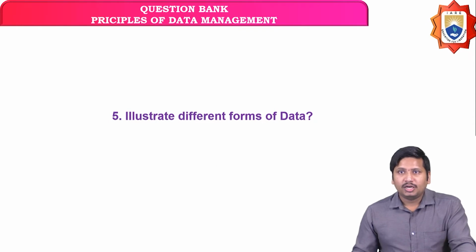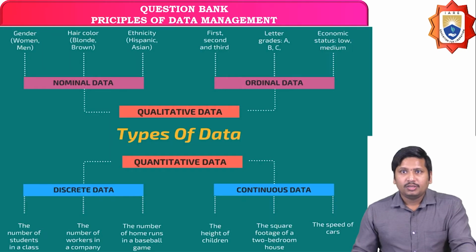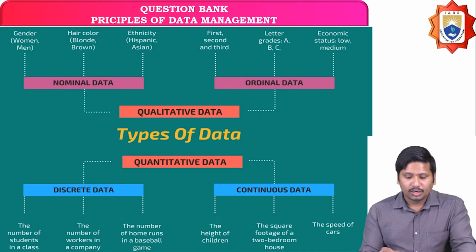And the next one is to illustrate the different forms of data, as the question asks. Here the data is going to be classified into different types. The first one is qualitative data and then quantitative data. This qualitative data will again be divided into categories like nominal and then ordinal.